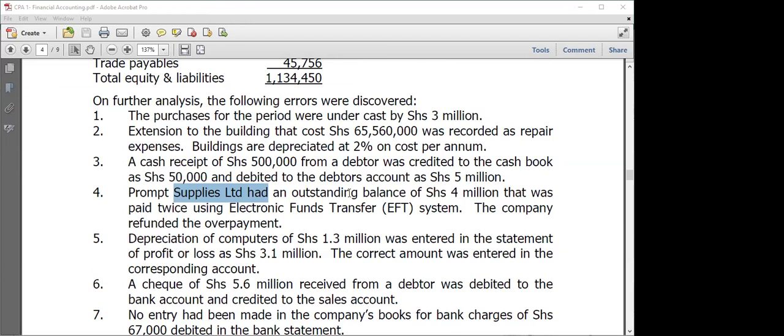Now, in this case, since they refunded the payment, ours is to, of course, since they're saying Prompt Supplies Limited had an outstanding balance that was paid twice, because that was the error, the company refunded the overpayment. So we'd go ahead to actually recognize that overpayment that was actually made. You get it? Yeah. So how do we recognize that? How would we recognize that?